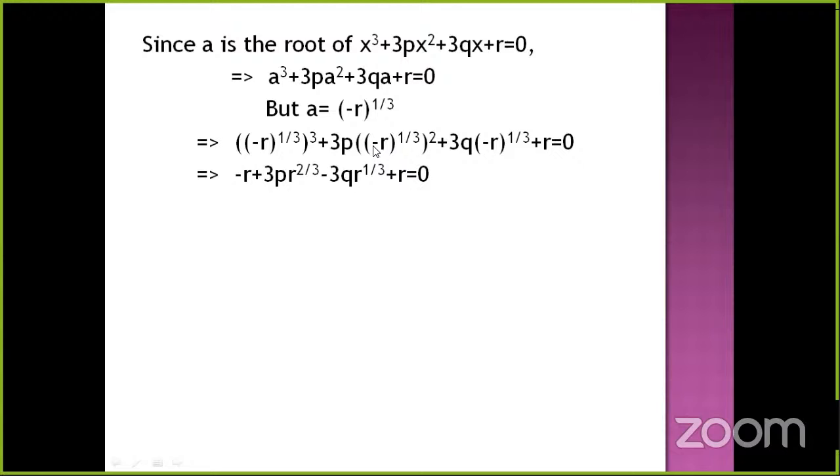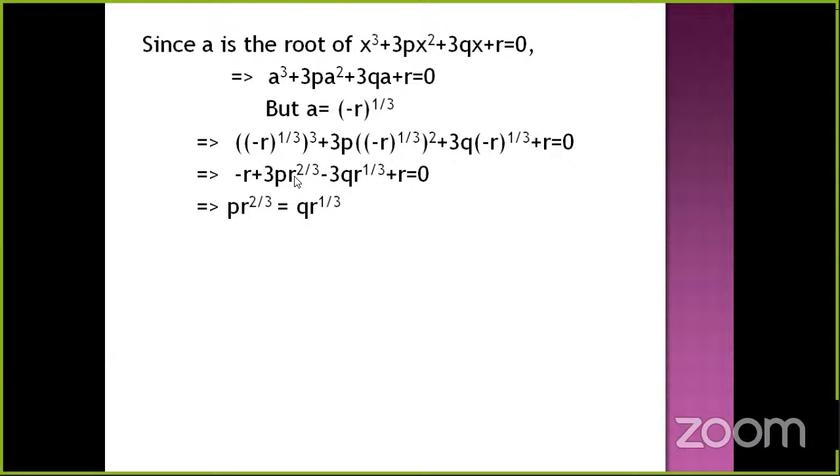Since it is square, minus will disappear. I will get 3p R to the power of 2 by 3. And here, minus 3q R power 1 by 3 plus R equal to 0. Here minus R and plus R get cancelled. So I am taking 3 common, sending this minus 3q R power 1 by 3 to the right side and cancelling 3 on both sides.